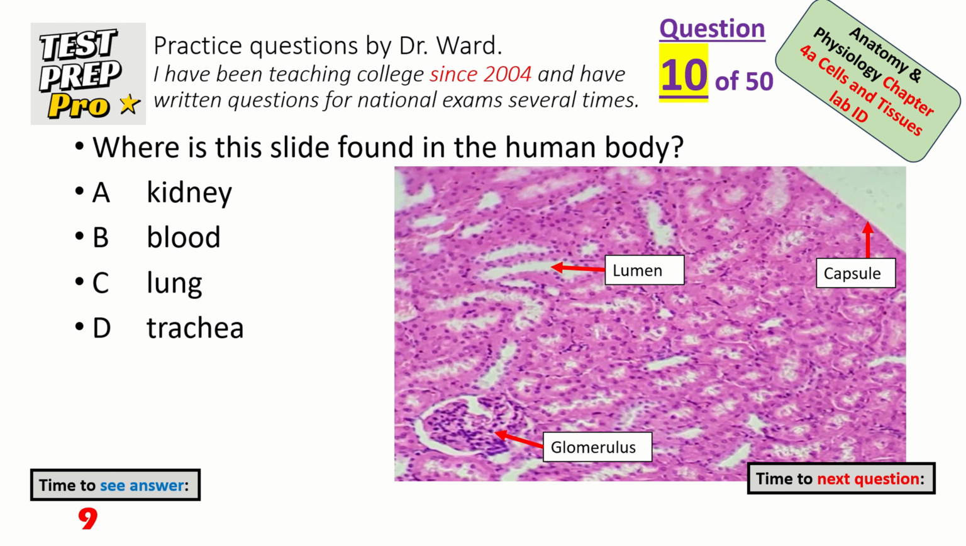Where is this slide found in the human body? It shows multiple lumen, a glomerulus, and a capsule that's semi-waterproof around the whole organ. It's a kidney. Great job. You're doing great. Keep it up.